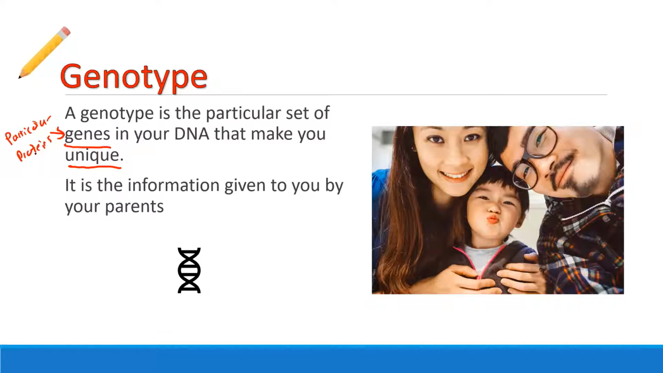It is, of course, the information given to you by your parents. That's where you get your genotype from. Ultimately, you are unique because you are a random mixture of your parents' DNA. Your siblings are also random mixtures of your parents' DNA, but because it's a random mixture, they're completely different. They share some similar qualities, but ultimately they are still very different. So genotype is almost like the fingerprint of your DNA, the part that makes you unique.